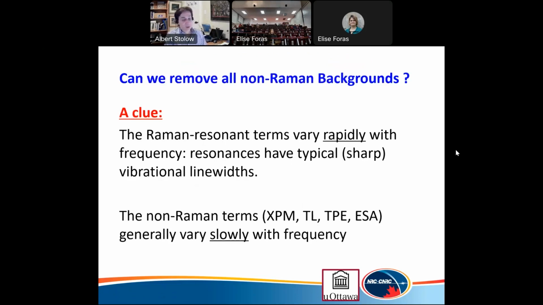So I'm going to give you a clue. A clue is, if you remember in the Raman spectrum, that the Raman resonant terms are sharp peaks. In other words, the Raman response varies rapidly with frequency. They have sharp features. But the non-Raman terms vary very slowly. They look like a broad bump. They don't have sharp features. So there's a clue in whether something responds quickly or slowly to the Raman resonance frequency.